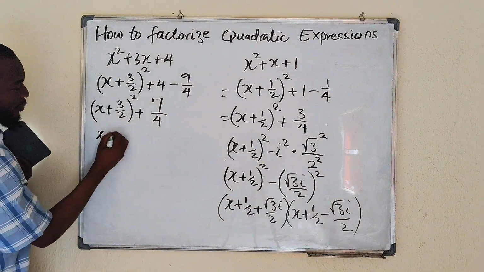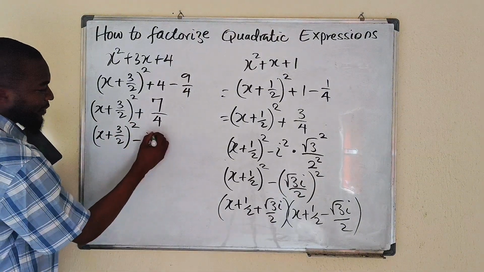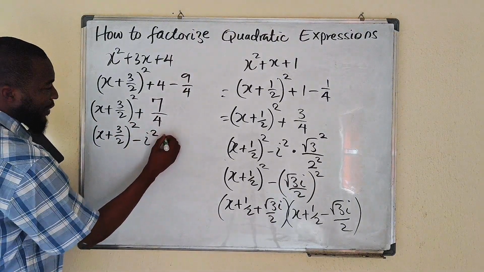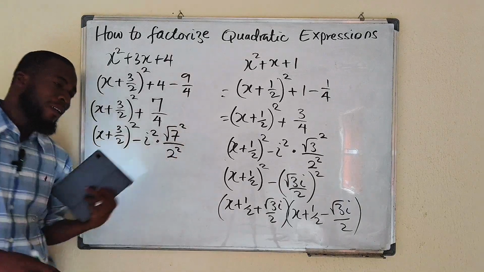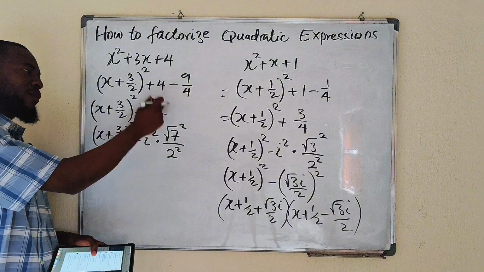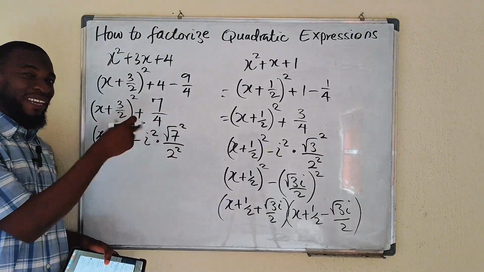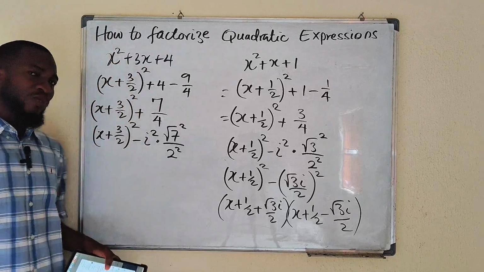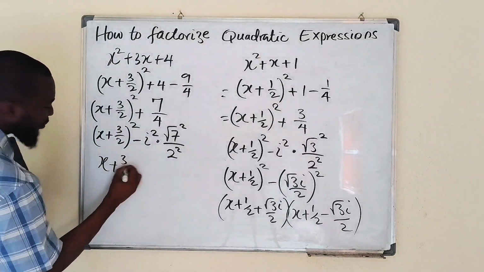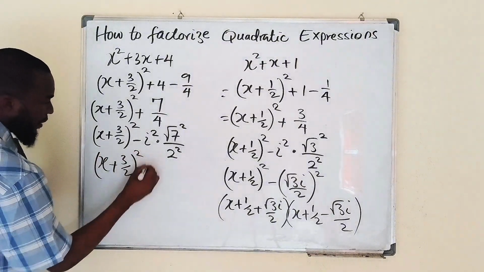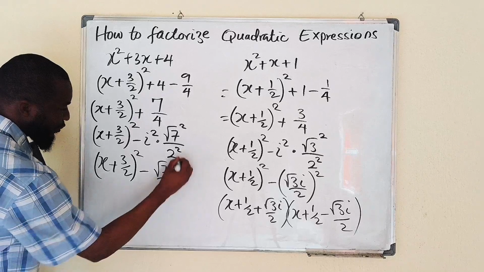We have x plus 3 divided by 2 whole squared minus i squared multiplied by root of 7 squared divided by 2 squared. So root of 7 whole squared will give us 7 back. 2 squared will give us 4 back. i squared will give us negative 1, times negative, it will give us positive back. So this is just logic. x plus 3 divided by 2 whole squared minus root of 7 i divided by 2.